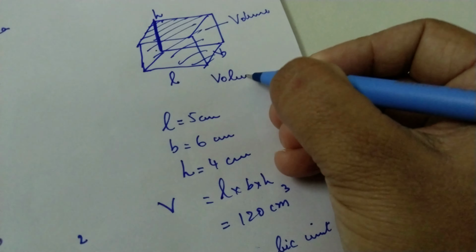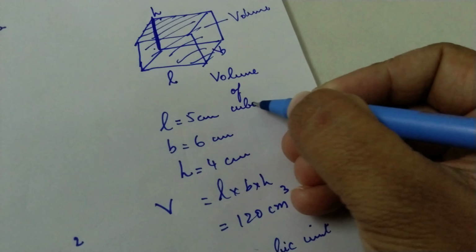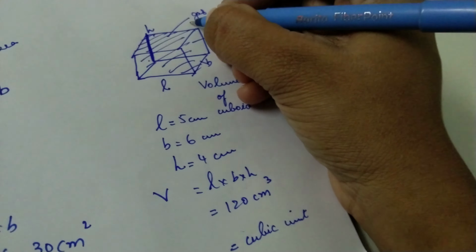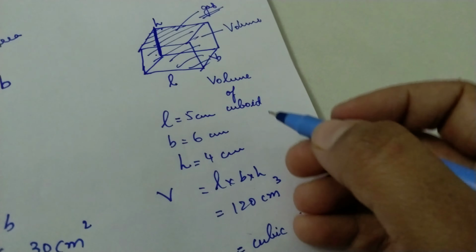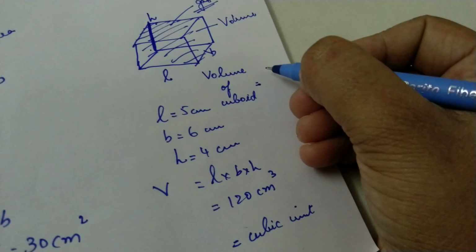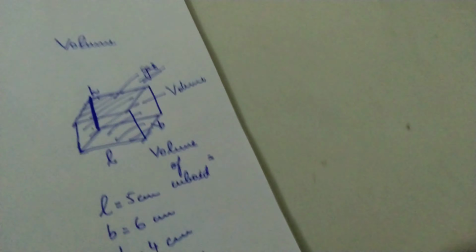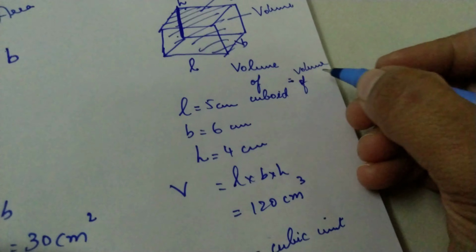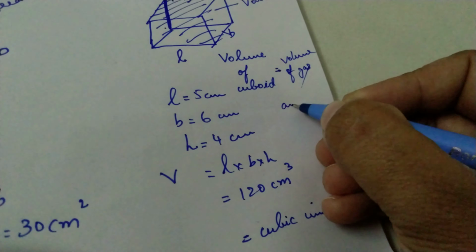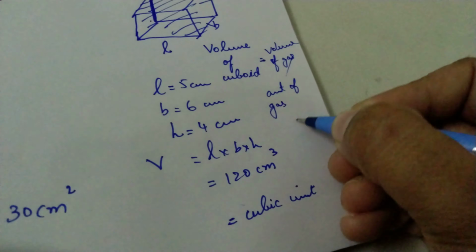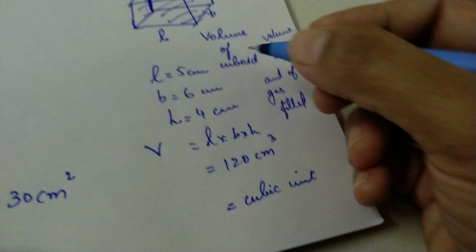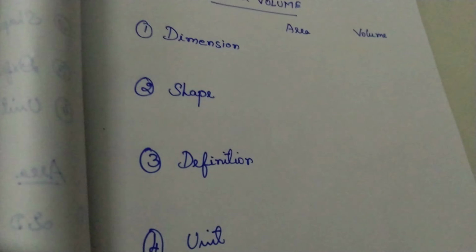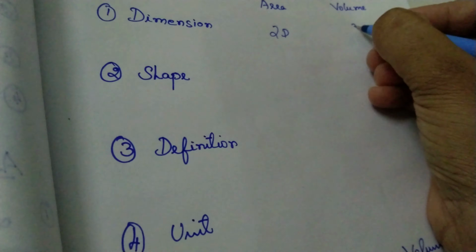So the volume of this cuboid, let us consider it is filled with gas. When this gas is filled inside this cuboid, we can say the volume of the cuboid is equal to the amount or volume of gas filled inside this cuboid, which determines the capacity of this cuboid. Get my point? So as a comparison, we'll write here the dimension of area is 2D, whereas volume is 3D.